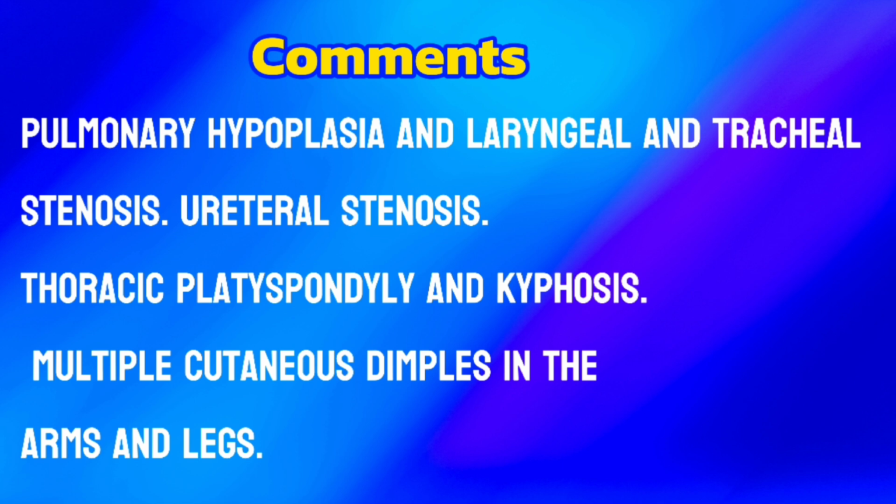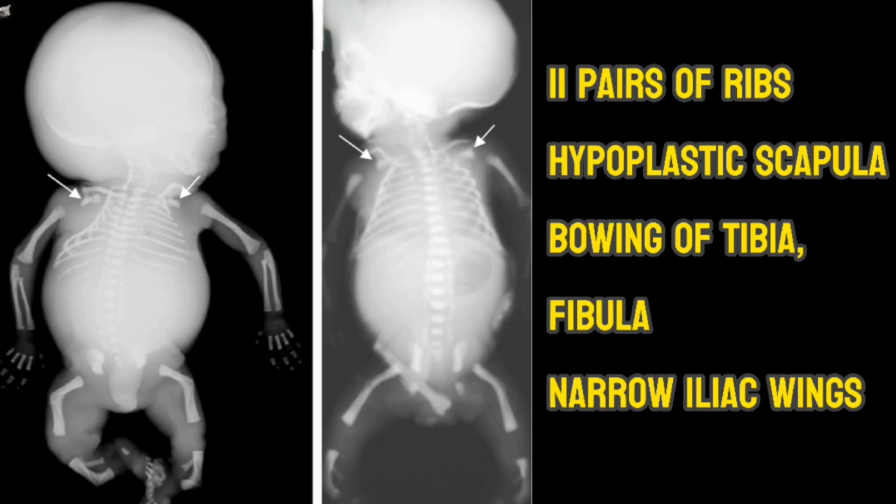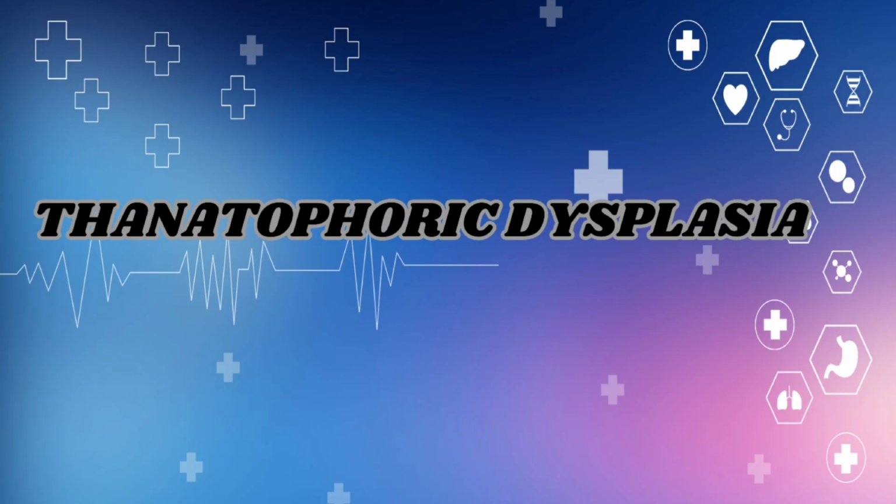pulmonary hypoplasia, and laryngeal and tracheal stenosis, urethral stenosis, thoracic platyspondyly and kyphosis, multiple cutaneous dimples in the arms and legs. This is the X-ray showing 11 pairs of ribs, hypoplastic scapula, bowing of tibia and fibula, narrowing of the iliac wings.